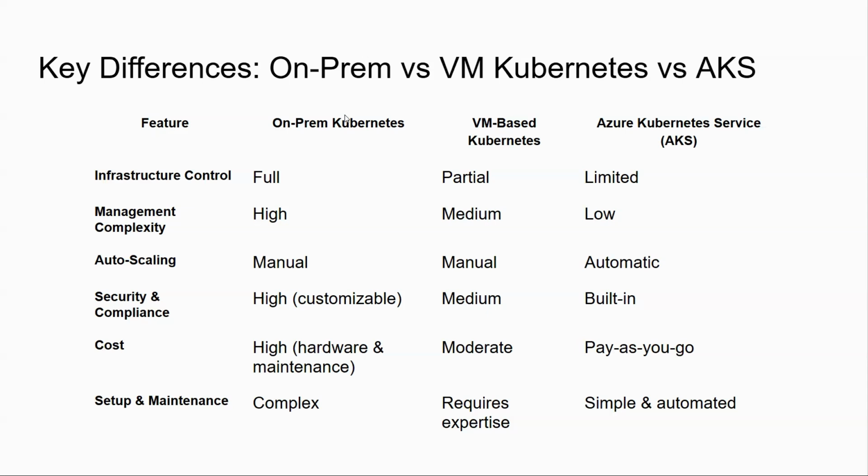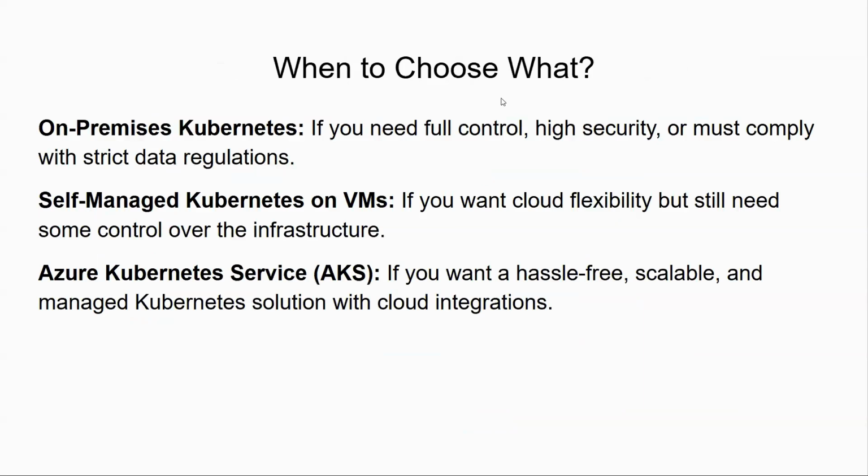Cost: high cost for maintenance, moderate, and pay as you go. This also charges more, but since it is a pay as you go model, you can restrict the cost here. Setup and maintenance: very complex on-premises and requires expertise, then simple or automated. AKS is simple because we just need to work on the dashboard. That's it. So when to choose what?